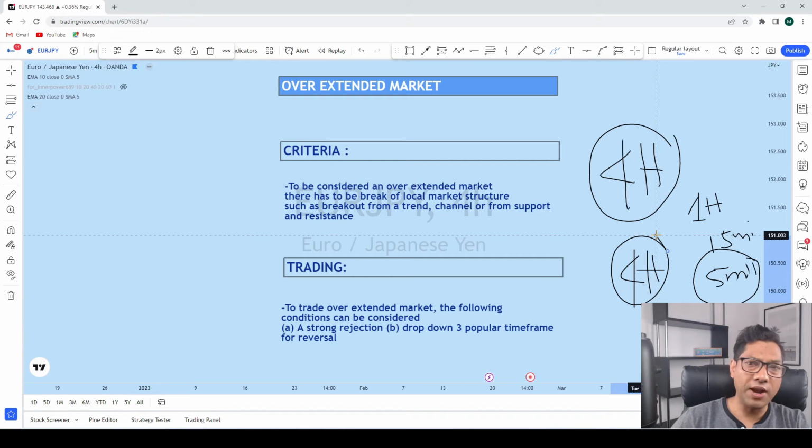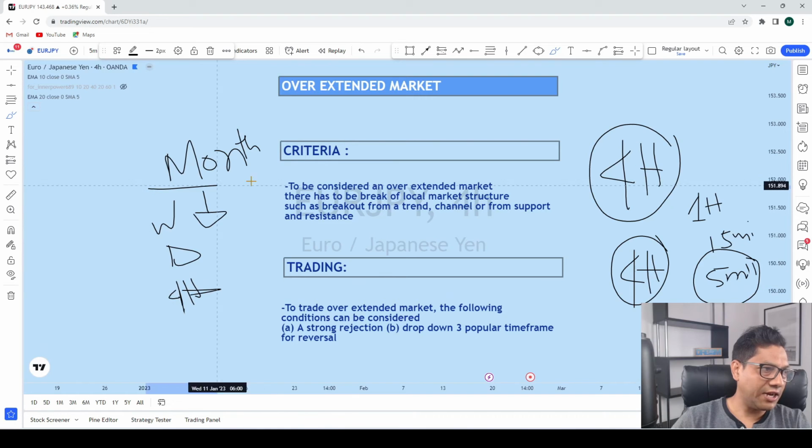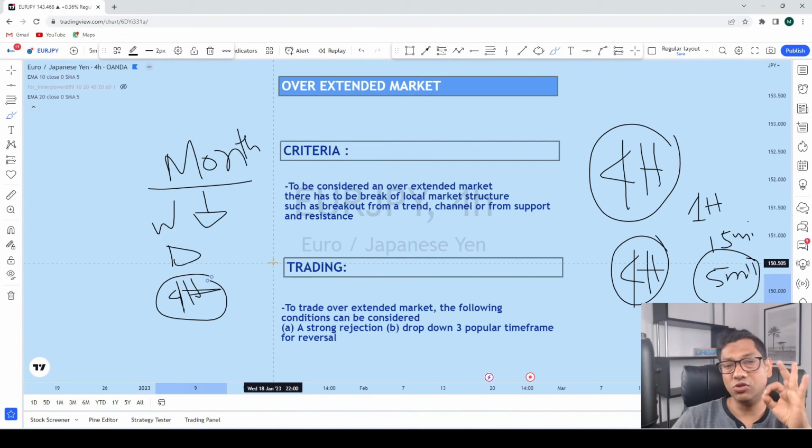Now it can be applied to monthly as well. Let's say you found a market overextended on the monthly time frame. Then let's jump down to 3 popular time frames: weekly, daily, and then 4-hour. So if I see a market overextended on the monthly time frame, then I'll jump onto a lower time frame, such as the 4-hour, for a reversal pattern for finding a trading opportunity.